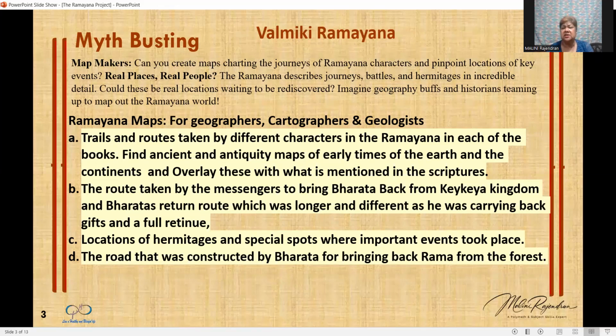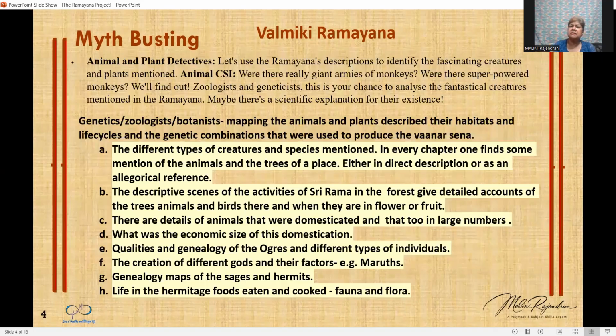And then there is the interesting road that was constructed by Bharata from Ayodhya to the forest to bring back Rama. This road that he constructs is really fascinating, and we'll see about it when we talk about construction work. Because in the Ayodhya Kandam of the Ramayana, Valmiki has given a very detailed description of what took place in constructing this road and the pathway reaching the forest in search of Rama. Then let's look at the animals and plants.